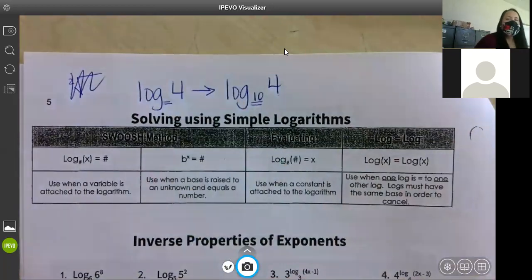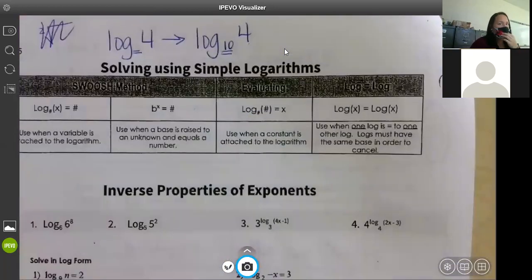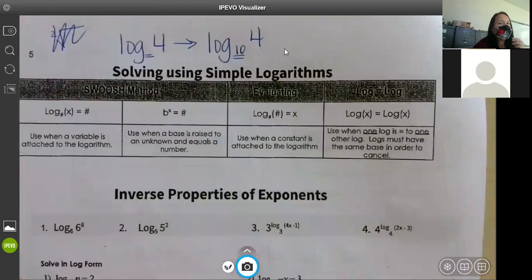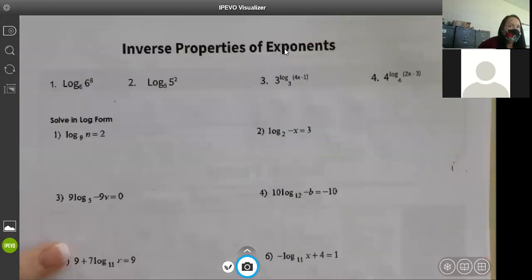All right. So it says solving using simple logs. So it says when a variable is attached to the logarithm, use when the base is raised to the power. I don't do swoosh method or evaluating log equals log. I'll tell you exactly what I do. Left, right, middle. Left, right, middle. Okay. So when we look at this very first one, we're going to talk about inverse properties of exponents.